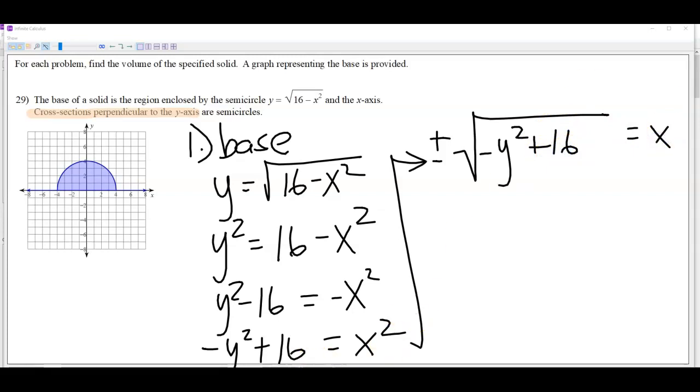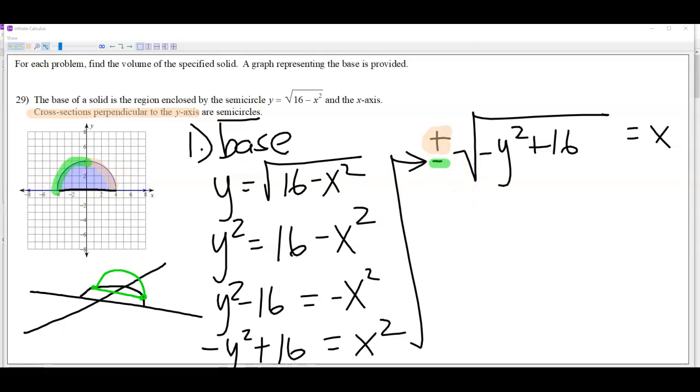Now, when we do that, the positive represents the right side, and the negative represents the left side. And I want to find the distance between those two sides, because when I'm laying this shape flat like this, I'm going to be stacking semicircles on top of that so that they're perpendicular to the y-axis, like that. And so the base of my semicircle that I'm stacking on top of here is going from the left side of the graph to the right side of the graph. And so that's going to be the distance between these two halves.